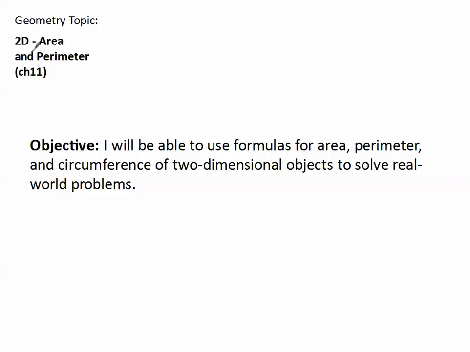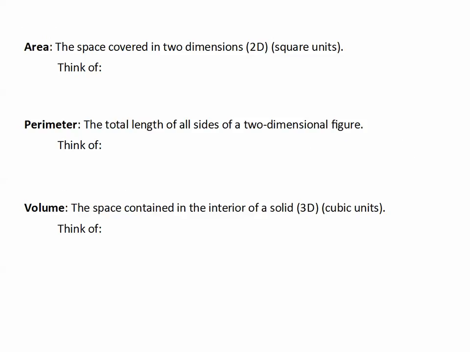In this section, two-dimensional area and perimeter, our objective is to be able to use formulas for area, perimeter, and circumference of two-dimensional objects to solve real-world problems. Let's begin with what area, perimeter, and volume mean.